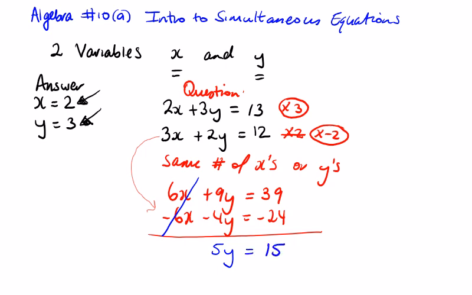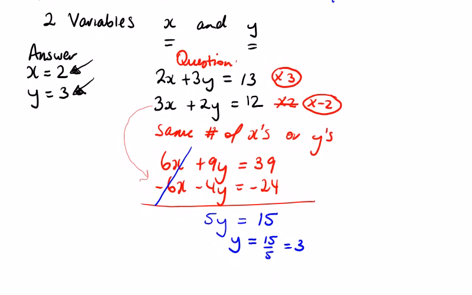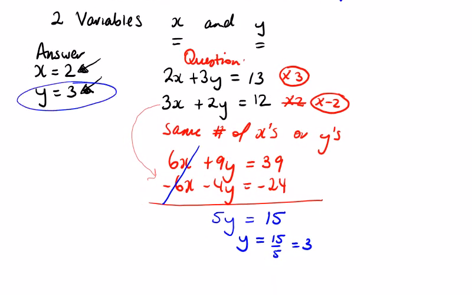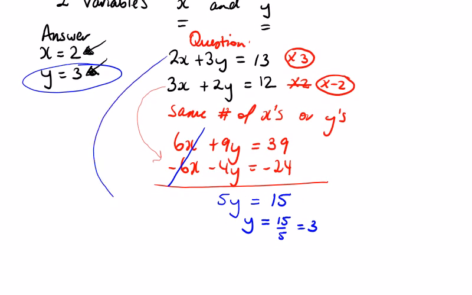Back to basic algebra from early in first year: if 5y is 15, y is 3, or 15 over 5, which is equal to 3. Now we've solved for y, and you can see it's the same as what we started with. Now we need to solve for x. Just take any of the equations. I'm going to take the first one. You can take any of the equations. We've got 2x plus 3y equals 13, but we've found y to be 3.